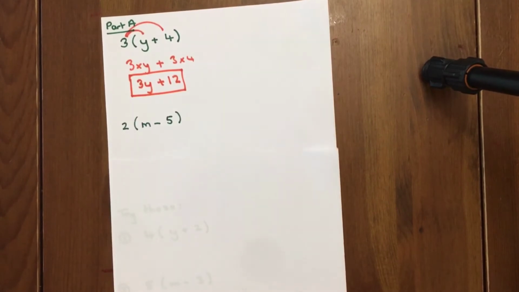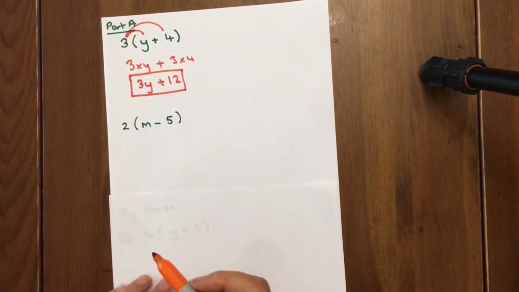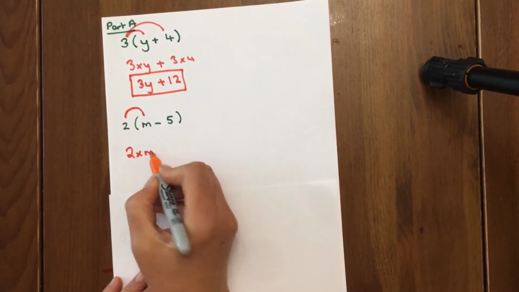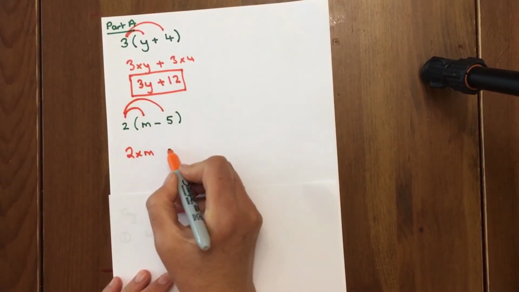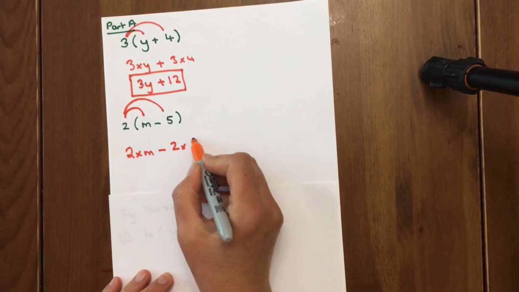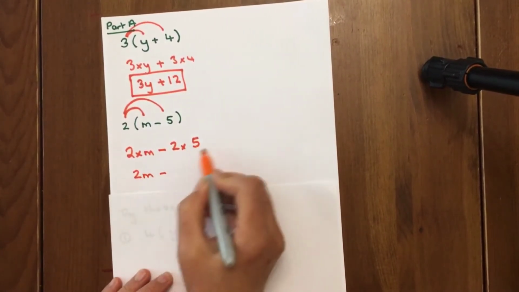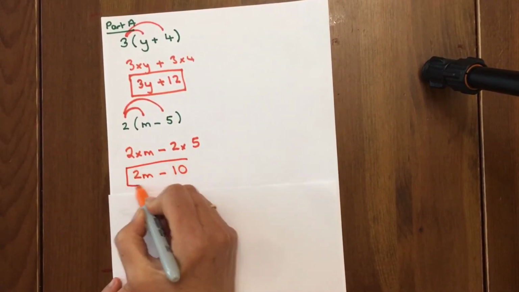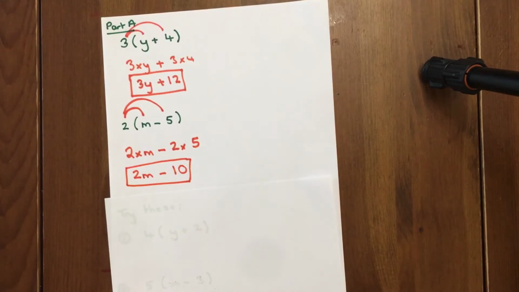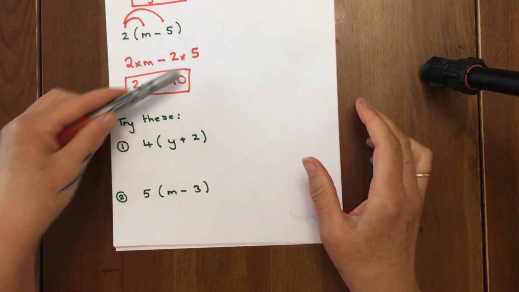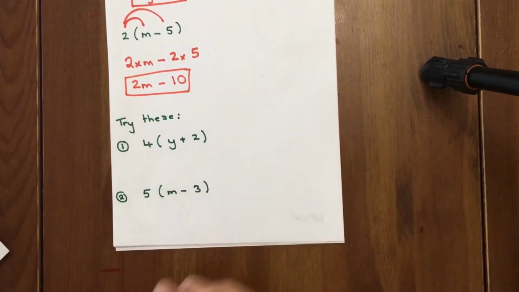So let's do one more example like that before you have a go at doing some yourself. So I'm going to do 2 times m, and then 2 lots of negative 5, or negative 2 times 5. 2 lots of m is 2m, minus 2 times 5 is 10. And that's my end expression. So you've got 2 examples there to follow. And I'd like you, having those 2 examples, to have a go at doing these 2 here. So pause the video and do those 2, please.